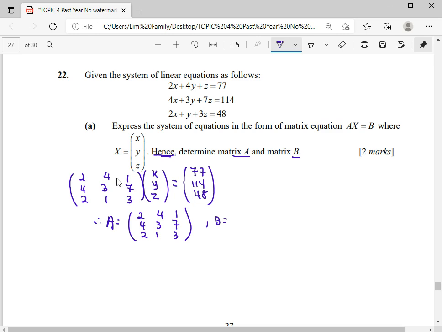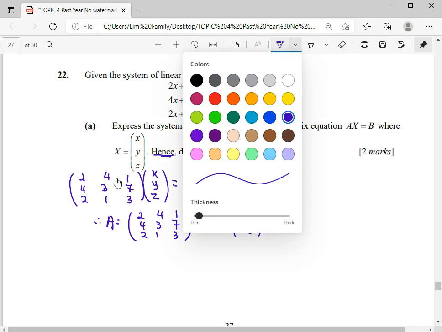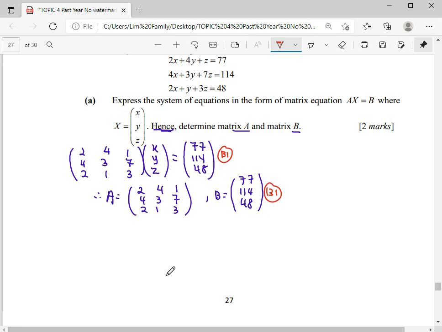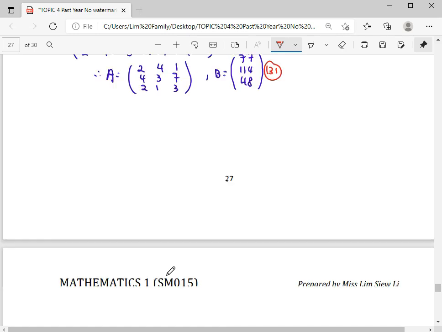Then matrix B is 7, 7, 1, 1, 4, 48. Okay, so 2 marks only. So these 2 marks, just 1 mark for you writing in matrix form, and 1 mark for us to identify which is the matrix A label here, which is the matrix B label here. So after we get this, we can go for question B.